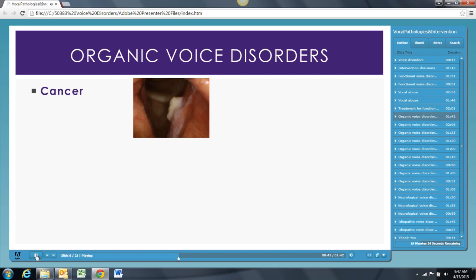So laryngeal cancer is a type of organic disorder, and this can occur at the level of the glottis. It can occur in the supraglottic laryngeal regions or in the subglottal regions. And its appearance can take on many forms, but often it presents as a white or whitish irregular mass growing out from the surface of the vocal folds. It can invade deep into the vocal fold tissue, and when that happens, it can significantly stiffen the vocal folds and cause a hoarse voice, which is the symptom that often causes the patient with glottal cancer to go to the doctor.